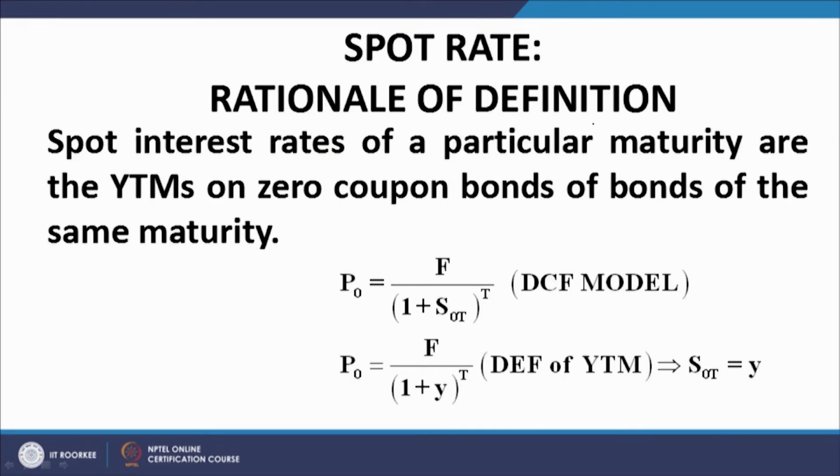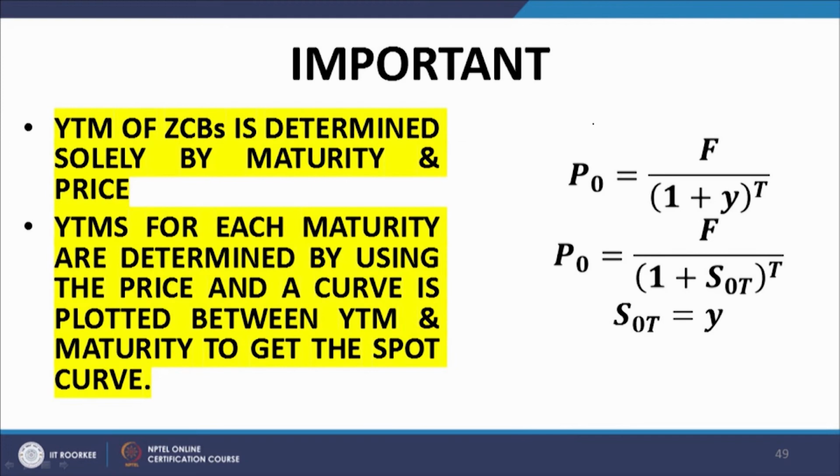The rationale I have already explained here. YTMs of 0 coupon bonds are determined solely by maturity and price. You can see here there are only two variables. Assuming that the face value is fixed, we have only P0 and capital T. Y is a function of P0 and capital T, the current price and the term to maturity.